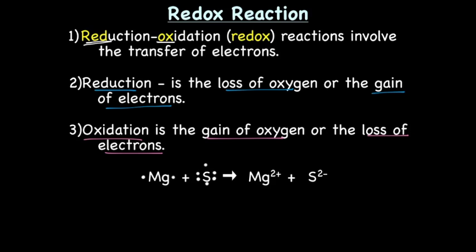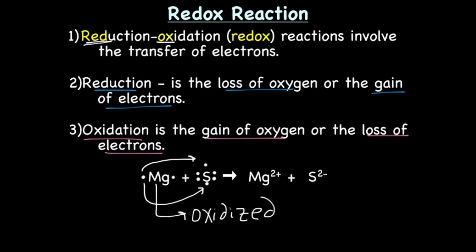So the way that's going to work is magnesium is going to lose 2 electrons, right? So magnesium loses 2 electrons, and what actually happens is that he gives his electrons to sulfur. So what's just happened to magnesium? Magnesium has just been oxidized because magnesium just lost a couple of electrons. Sulfur has been reduced because sulfur just gained 2 electrons.